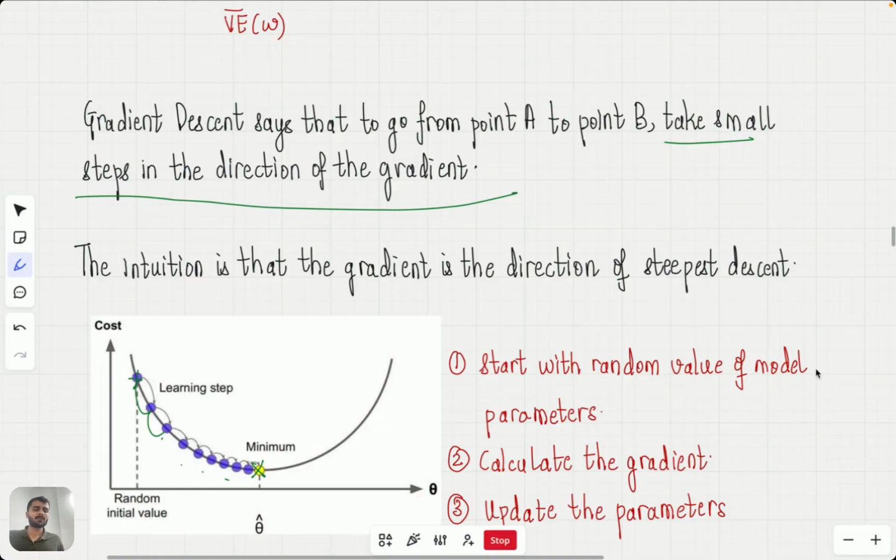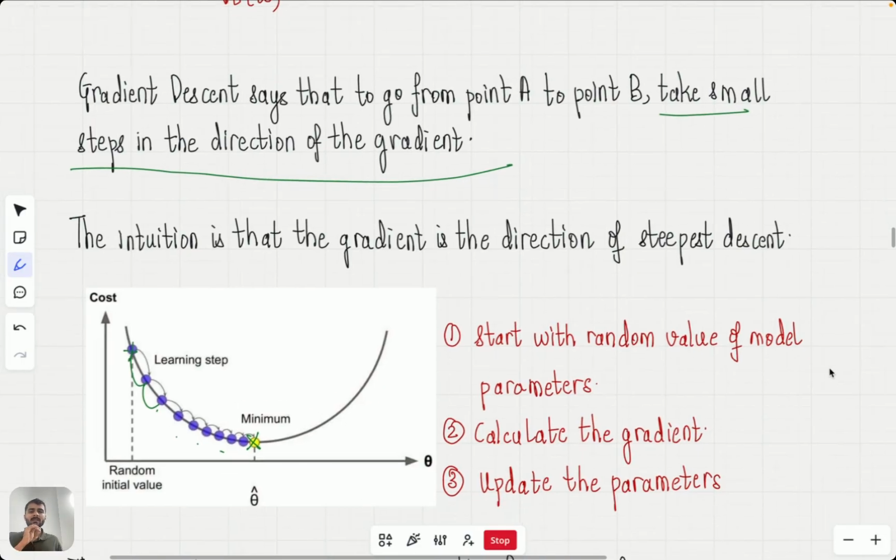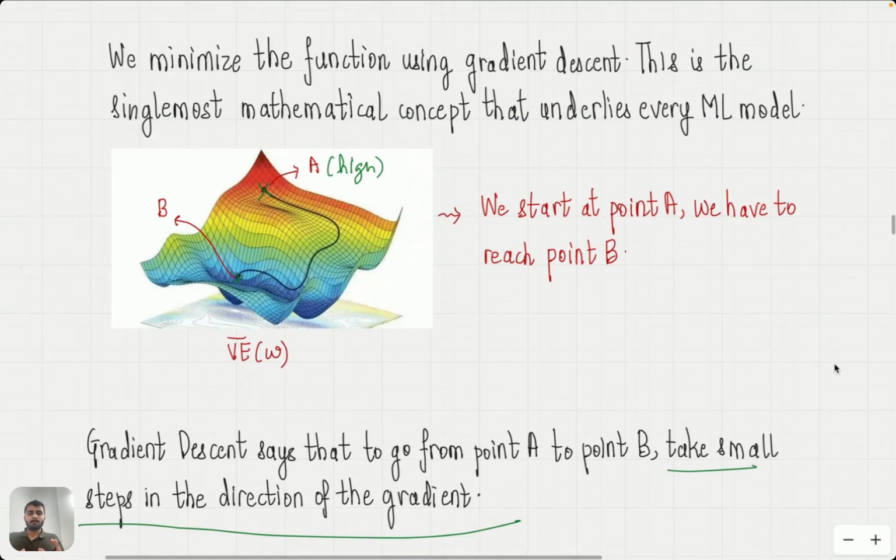So you start with a random value, and then you calculate the gradient, you update the parameters, and you reach the minimum. Okay, so now that we have understood the intuition, what we want to do is go from A, where we have started, to B, and we want to do that by taking gradients at each step.